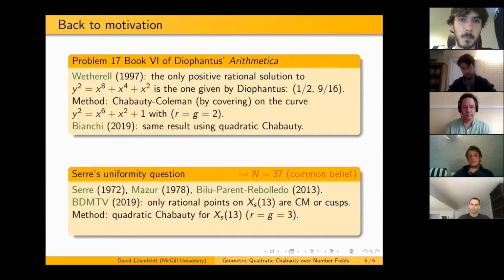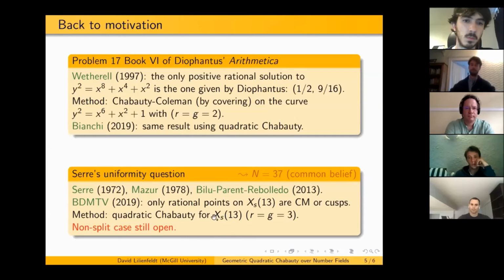So this was really a case that no one knew how to do. Let me just finish by mentioning that the non-split case is still wide open. And in fact, by some sort of coincidence, at level 13, the split Cartan modular curve is actually isomorphic over Q to the non-split Cartan curve. So this recent result also provides the first advance in the direction of non-split Cartan.